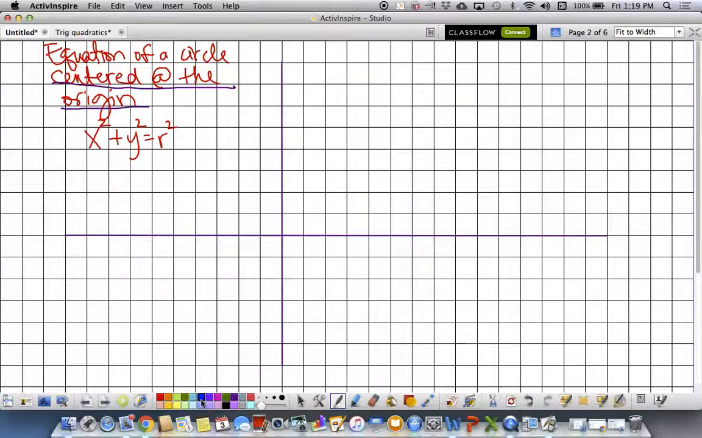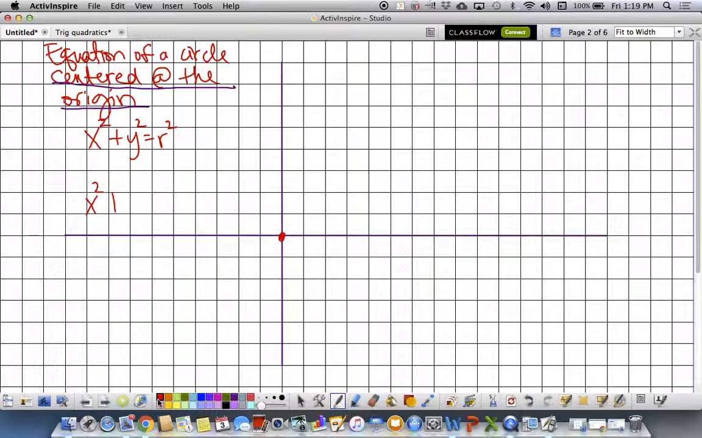Centered at the origin. Does that matter? Yes, it does, or else it wouldn't be up there. So right now we are only going to talk about ones that are centered at the origin. That means the center of my circle will be right here in the middle. That's (0, 0). So let's go ahead and graph.